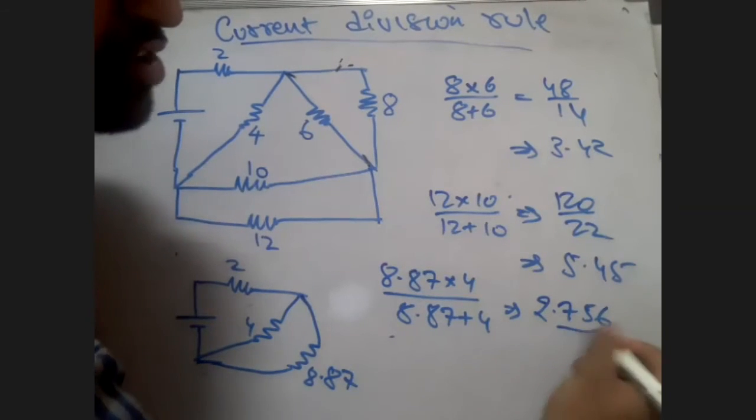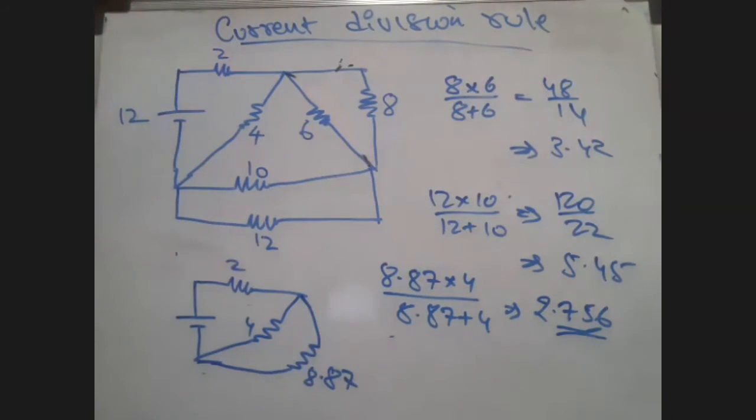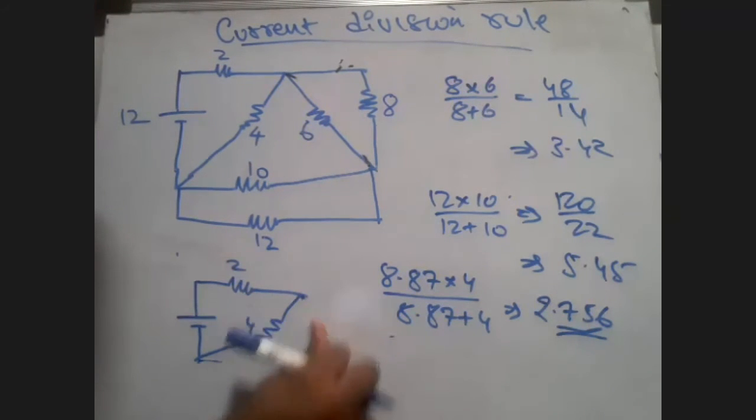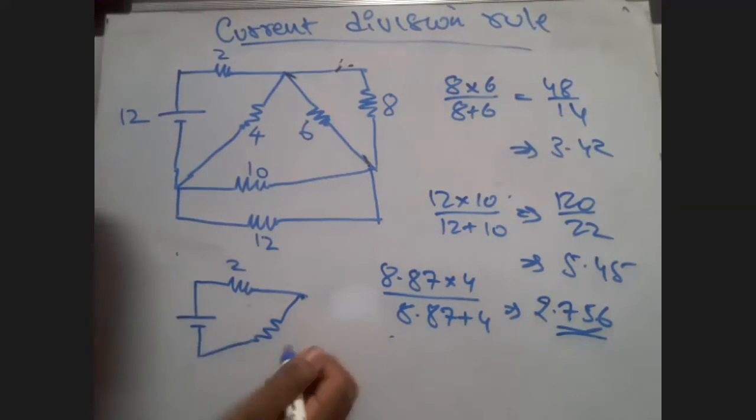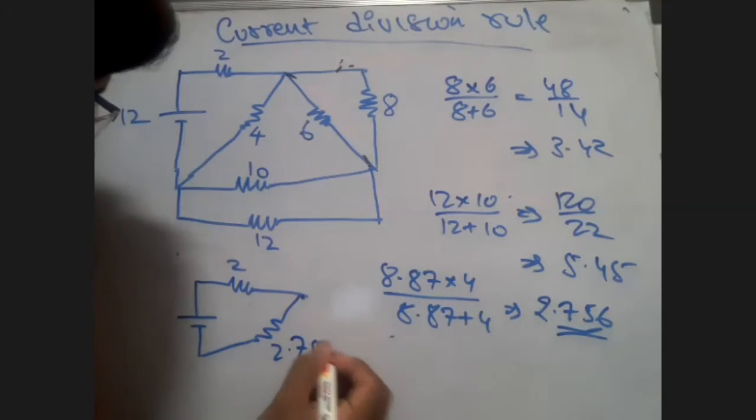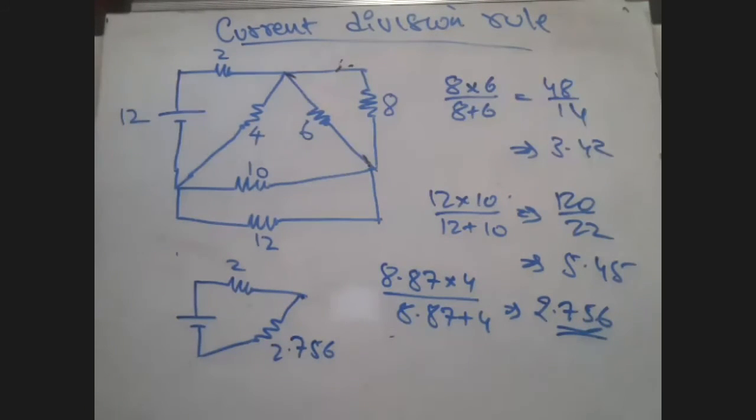Okay, I am not calculating it. Don't worry, it's in my book, but I want to go ahead with this topic. I just want you all to understand. I hope you all are able to do this much sums at least. So I'm getting 2.756. I'll remove this and write 2.756 here. Can you see? Total resistance is 4.756.